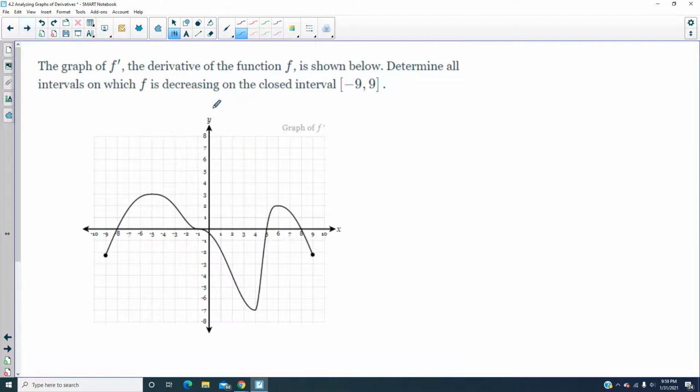Then you'll have some where you have to determine all intervals on which f is decreasing on the closed interval. This time they gave me the graph of f prime. They did label it f prime, but I'm also going to make a note to myself, hey, Ms. Honeycutt, this is f prime. So determine all the intervals on which f is decreasing. So I want f to be decreasing.